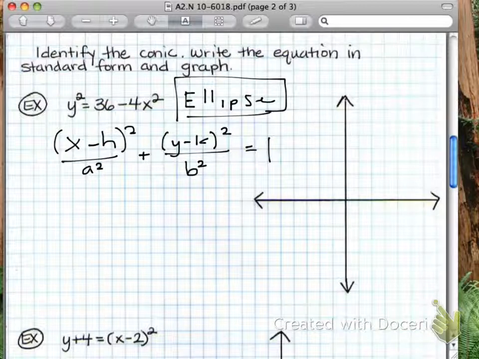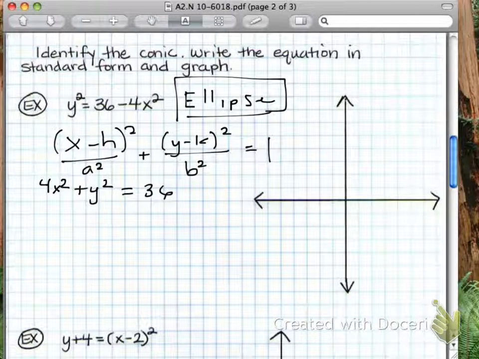Alright, so let's go ahead and start to work this out. Don't start doing that yet. We're going to put that negative 4x squared on the other side. So it's going to end up being 4x squared plus y squared equals 36.